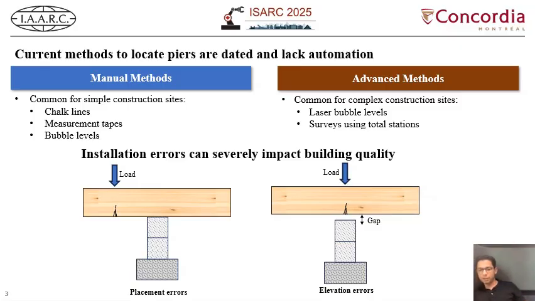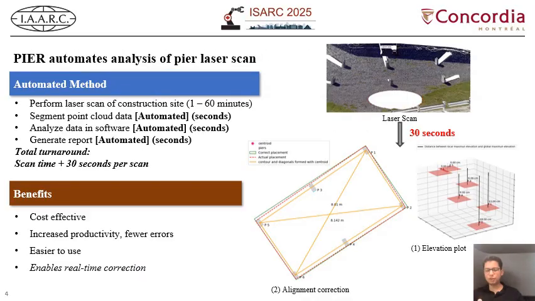And regarding advanced methods involving laser bubble levels and total station, these methods require skilled labor and take time. So on the whole it decreases your productivity. This leads us to develop the software Pier to automate the analysis of elevation and placement of Pier foundation. To use the software, we need a laser scan of a job site as an input.